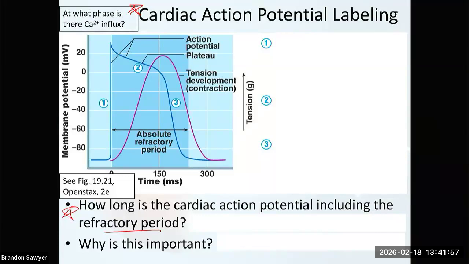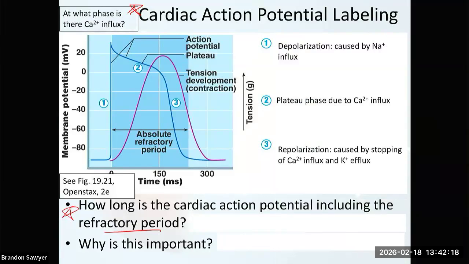Okay. Yeah, so let's walk through this. Step 1 there is our depolarization caused by sodium influx, right? Notice how straight up it looks, right? It looks completely straight up compared to a little bit of a slant in the other one that we just looked at. 2 would be our plateau phase caused by calcium influx. And then 3 would be our repolarization caused by stopping of calcium influx and the start of potassium efflux. Obviously the answer to this question would be 2, the place where calcium influx is happening. Step 2 there.